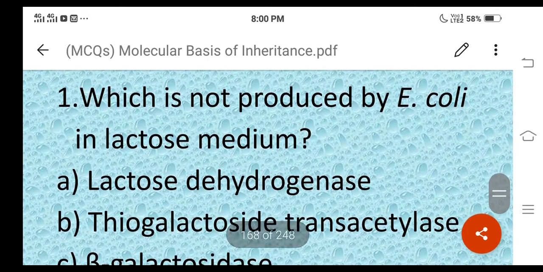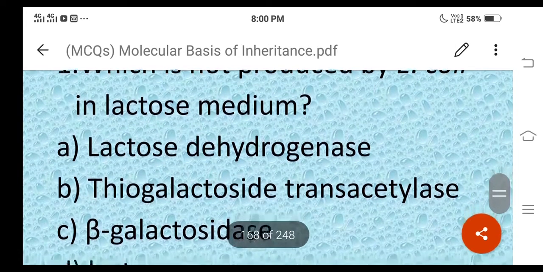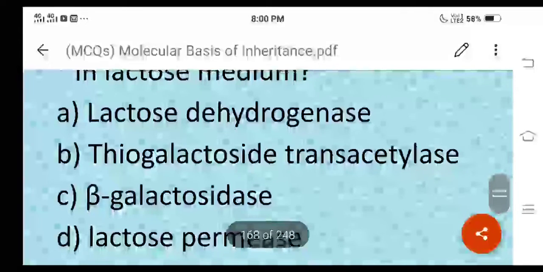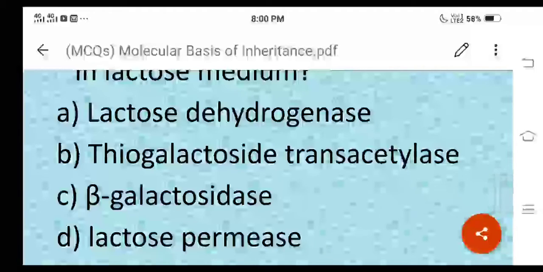Which is not produced by E. coli in lactose medium? The options are like this: lactose dehydrogenase, then second option is thiogalactoside transacetylase, then beta galactosidase, then lactose permease.